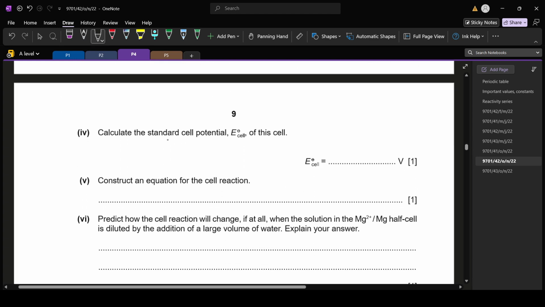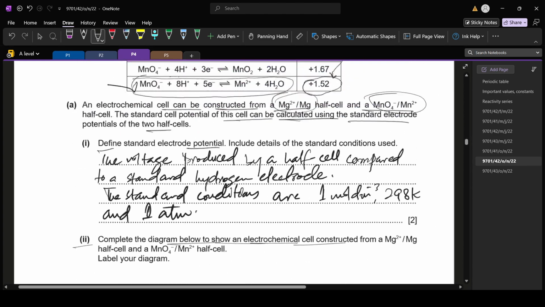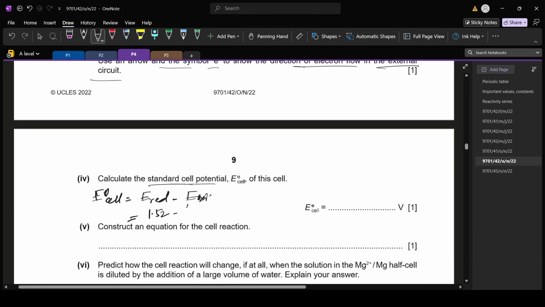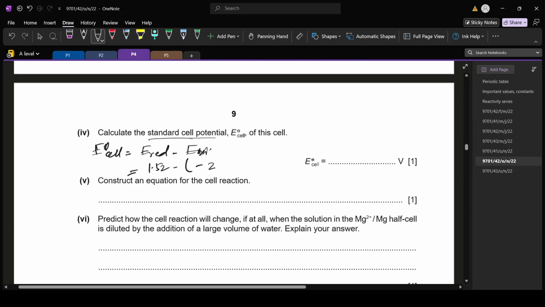Now calculate the standard cell potential. This standard cell potential is E reduction minus E oxidation. E reduction is for the half cell which is reduced, so it is plus 1.52 minus negative 2.38. So it is going to be 3.90. This is your standard cell potential.